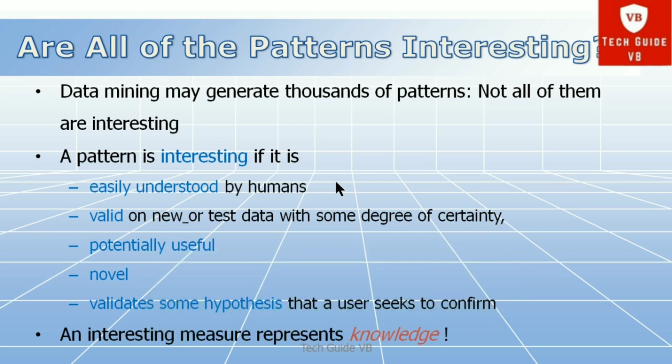So which patterns are interesting, or which patterns will we take for our analysis? These characteristics are given here for the interesting patterns. Okay, these 5 characteristics are considered while choosing a pattern. An interesting measure represents knowledge. So if we take the interesting patterns, then we will get the knowledge, and through that knowledge we can take the decision. So this is today's session of data mining functionality, which is very important. We have covered all the concepts related to it.